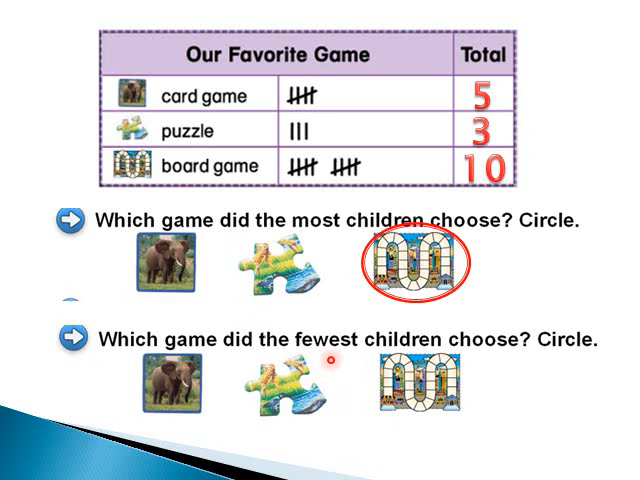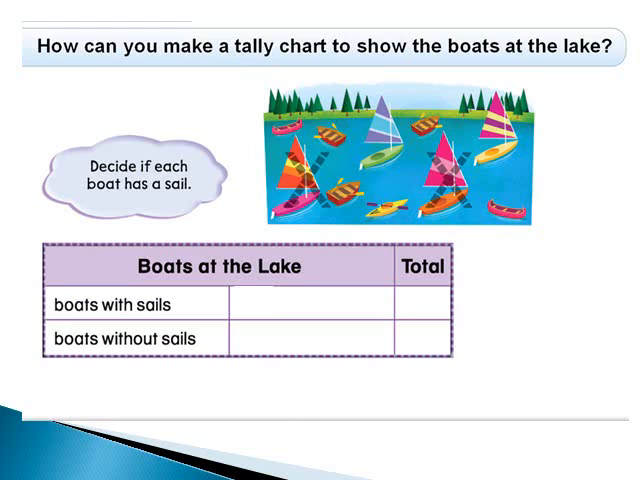Which game did the fewest children choose? So I will choose the smallest number here, which is 3. 3 is for the puzzles. So the fewest children chose puzzles. Yes, exactly. Now here I have a picture of a lake with a lot of boats.